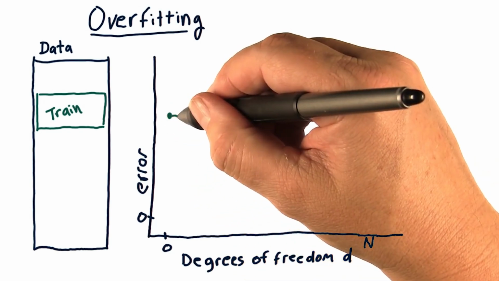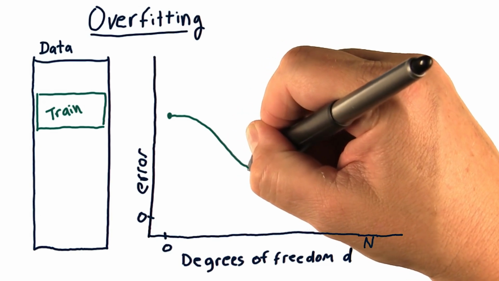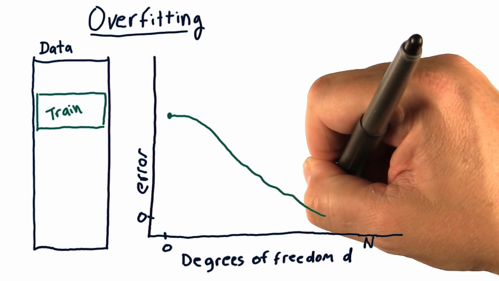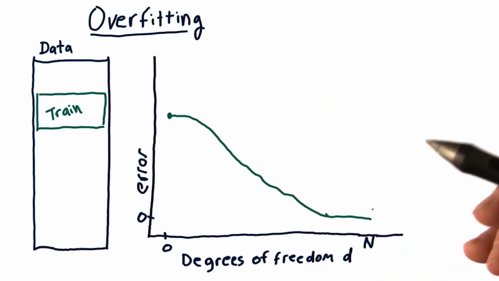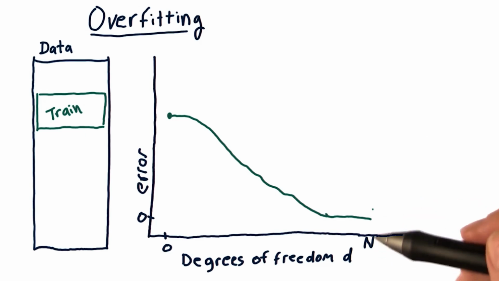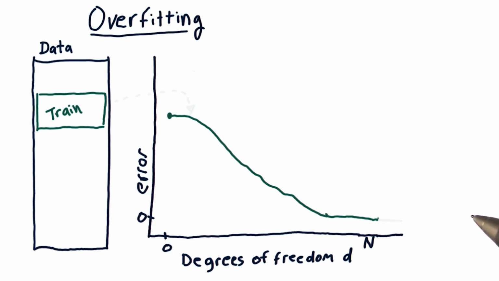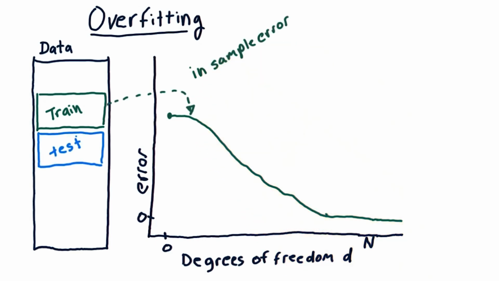And as we increase d, our error drops and drops and drops. In other words, we're fitting the data in sample better and better. When finally we get to n, where we have as many parameters in our model as we do items in our data set, our error gets all the way down to 0. This is in-sample error.